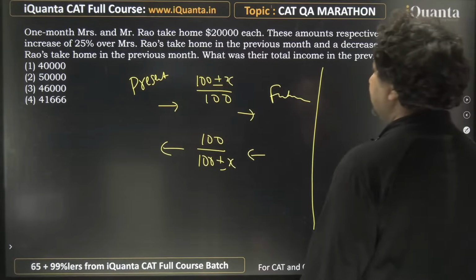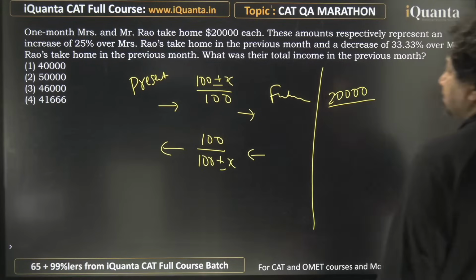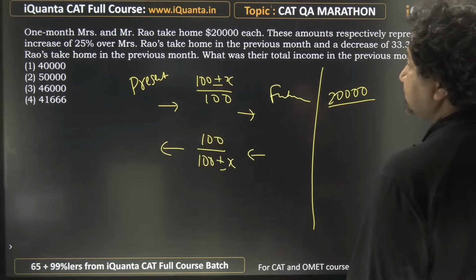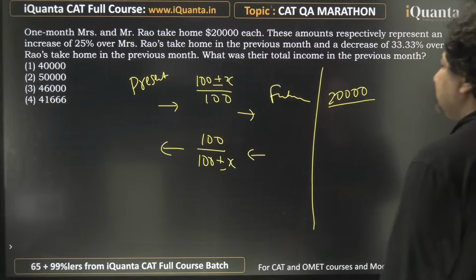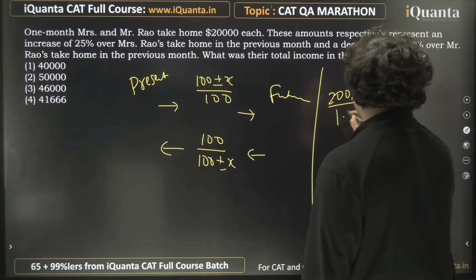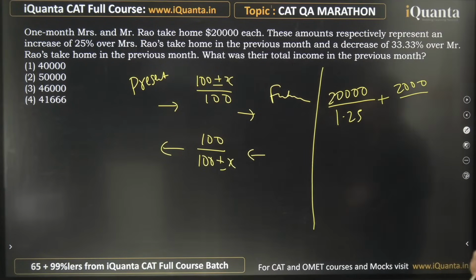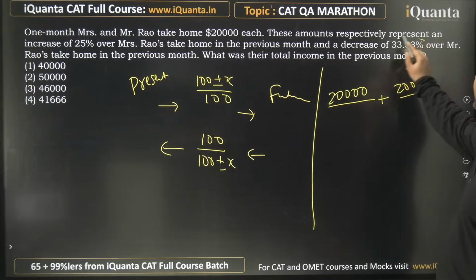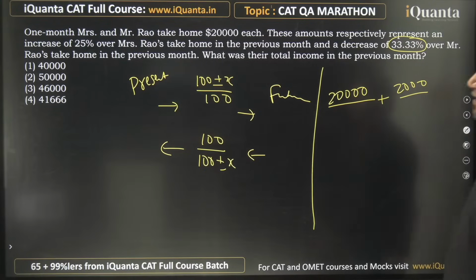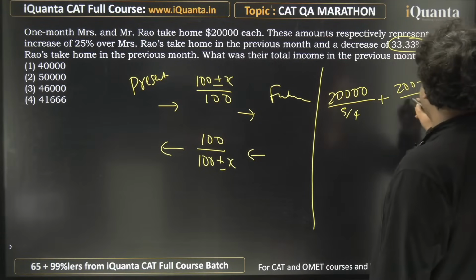So for Mrs. Rao, it is 20,000 in present. In the past, it will be how much? There was an increase of 25% in Mrs. Rao's income. Increase. So I'll just divide this by 1.25. And for Mr. Rao, there was a decrease of 33.33. By the way, in certain cases we cannot write decimal. It's better to write fractions because 33.33 in fraction will be giving the correct answer. 25% increase, that means 5 by 4. And this much decrease, that means 2 by 3.